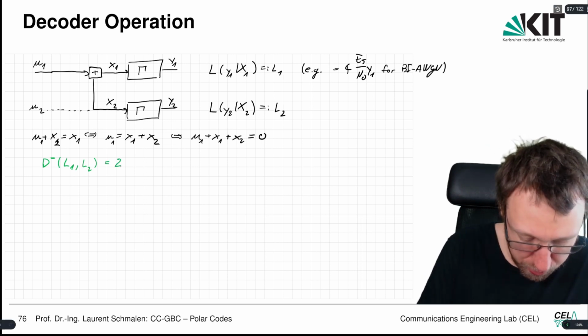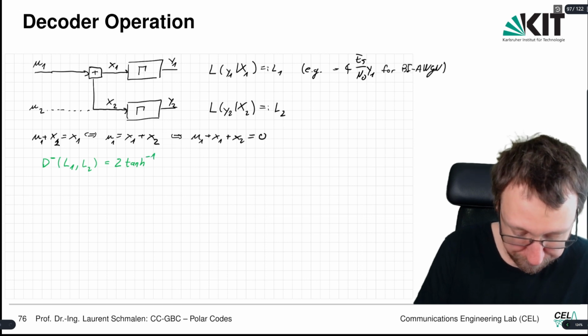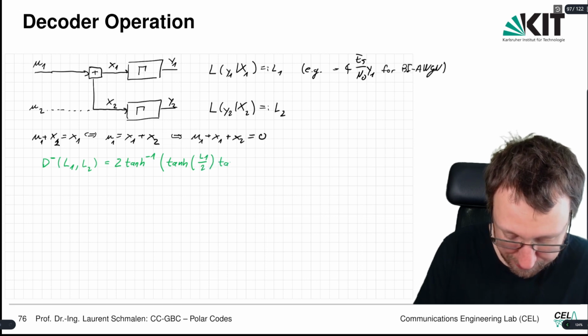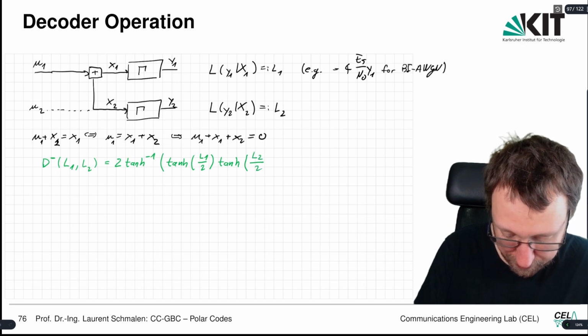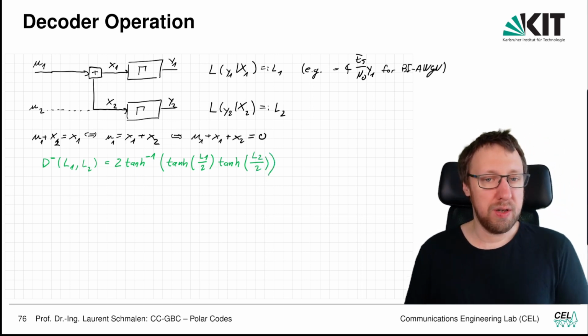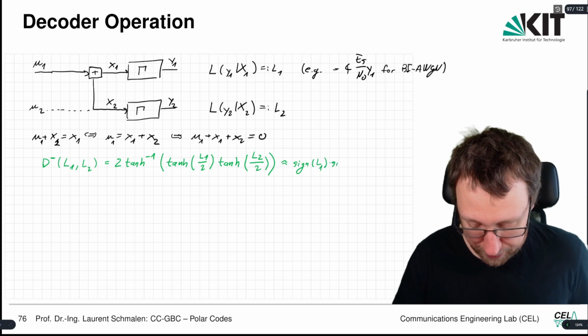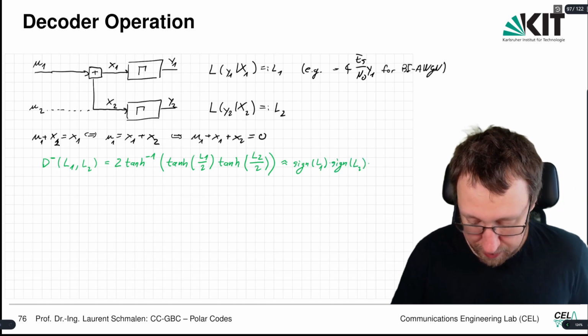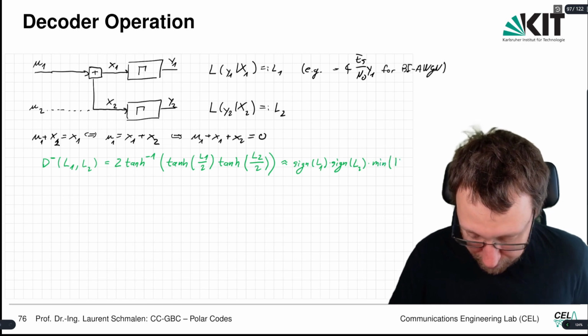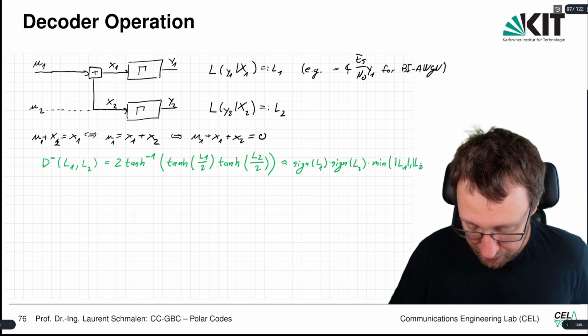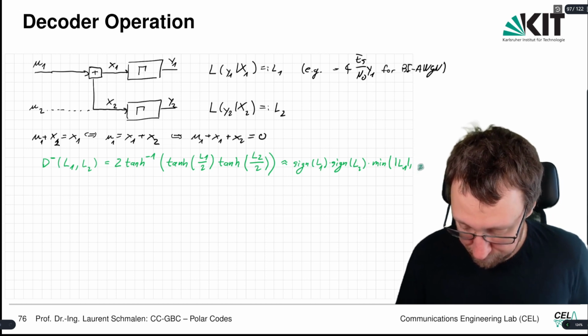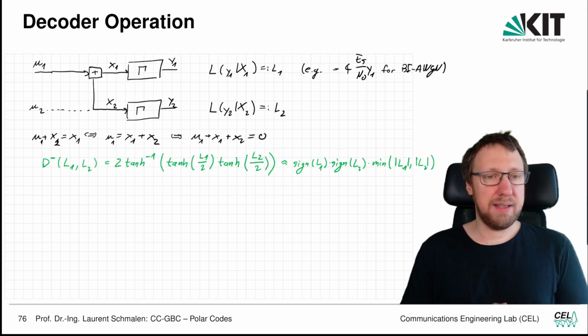And the operation is 2 times the inverse hyperbolic tangent of the hyperbolic tangent of L1 divided by 2 times the hyperbolic tangent of L2 divided by 2. Or you can use your favorite approximation. So for instance, the sign of L1 times the sign of L2 times the minimum between the absolute value of L1 and the absolute value of L2. That's the D minus decoder. So it's essentially a simple check node operation.